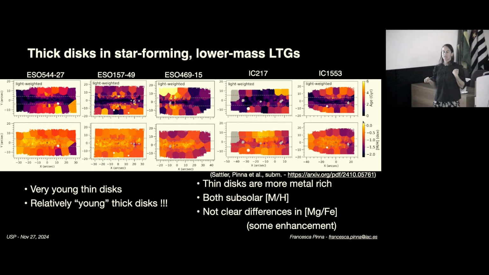But here the interesting thing is that we find relatively young ages also in the thick disks. So the thick disks here are more or less between 3, 4, 5 gigayears. And these are the ages corresponding to the thin disks in the galaxies that I showed earlier. And again, we don't find this very metal-rich thin disk that we found in the previous galaxies.